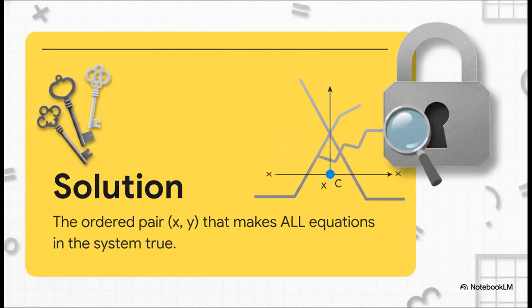And the solution? Well, that's like the magic key that hits every single lock in the system. It's the one specific ordered pair, that one xy value, that makes both equations true. It's the one point they have in common.